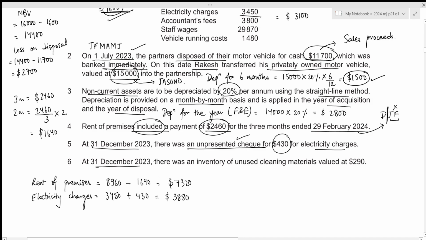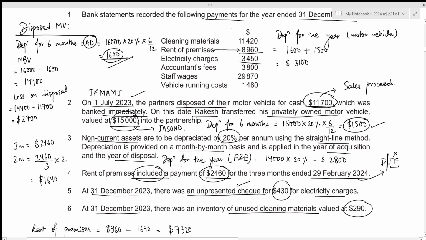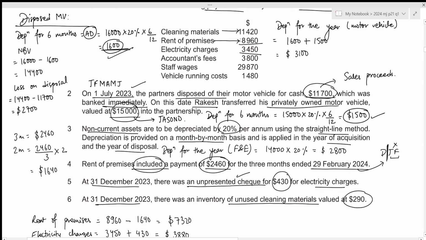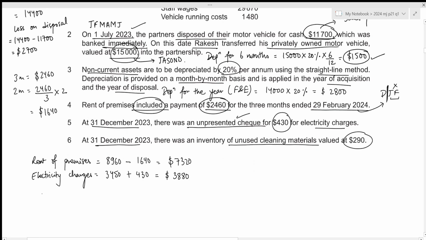Then at 31st December 2023, there was an inventory of unused cleaning materials valued at 290. Okay. So since this cleaning material is not used in the current year, we cannot include this as an expense for the current year. So we just need to remove it from the amount of the cleaning materials given above, right here. So we can start with 11,420. So for cleaning materials, we'll start with 11,420, and then we'll remove this unused material of 290. And this will give the correct cleaning materials to have the value of 11,130.